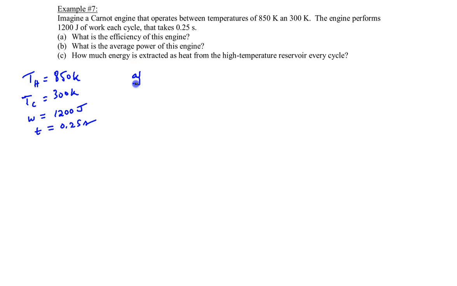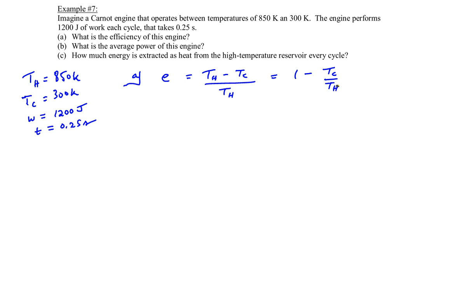So in part A, we're asked to find the efficiency of this engine. And since this engine is operating on a Carnot cycle, we're really finding the Carnot efficiency. So the Carnot efficiency, if you recall, is TH minus TC divided by TH. You could rewrite this, if you wish, as 1 minus the ratio of the temperature in the cold reservoir divided by the temperature in the hot reservoir. And remember that these temperatures must be in Kelvin.